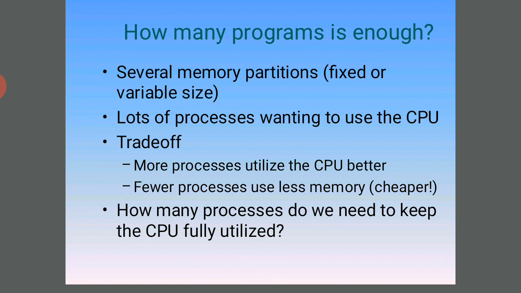How many programs are enough? Several memory partitions are fixed or of variable size. Already we discussed the types of programs: the Java programming language, C language, C++ language, the database SQL Oracle, and the MS Office. These are the different types of programs installed in the system, automatically loaded by the program files. We open each and every one, and the copied files and installed files are different.